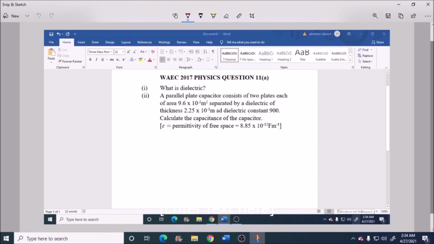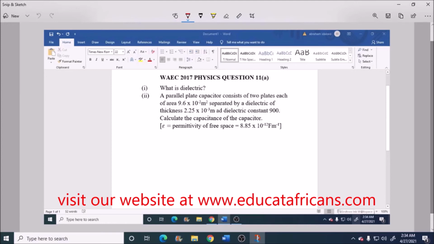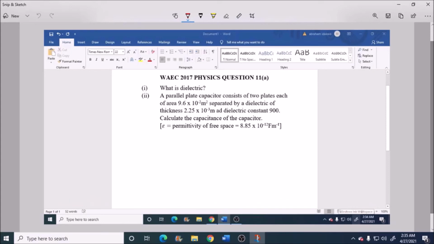Hello and welcome. Today I will be answering WAEC 2017 Physics question number 11A. There are two questions there. The first one says what is dielectric, and the B part says a parallel plate capacitor consists of two plates, each of area 9.6 times 10 raised to the power minus 2 meters square, separated by a dielectric of thickness 2.25 times 10 raised to the power minus 3 meter and dielectric constant 900. Calculate the capacitance of the capacitor.